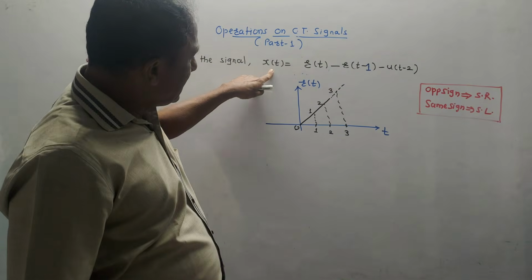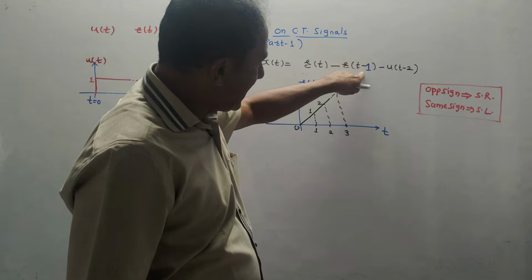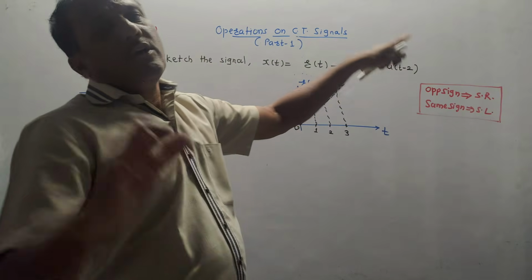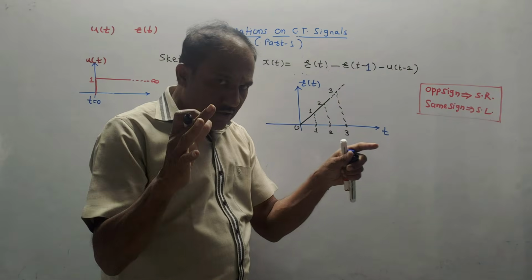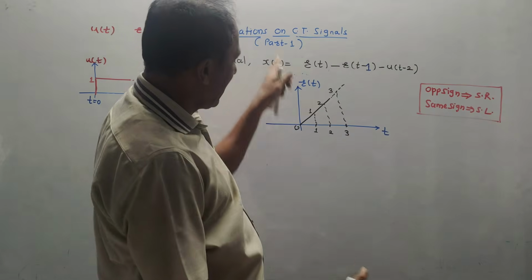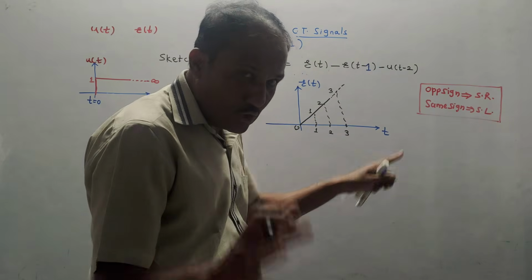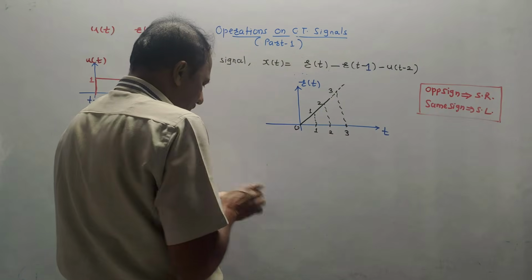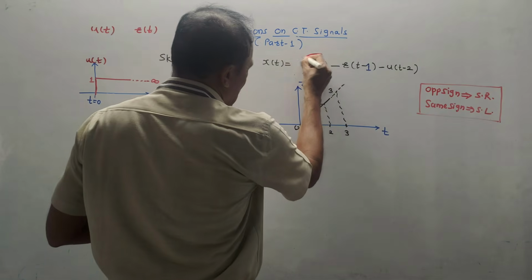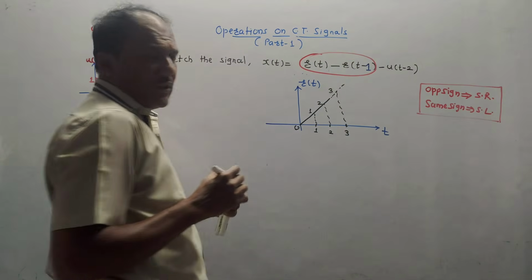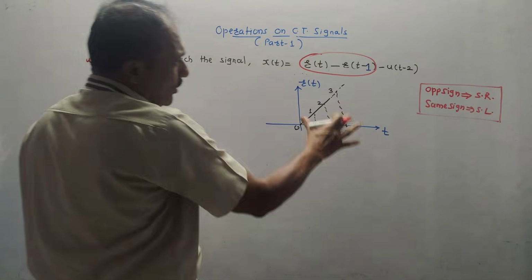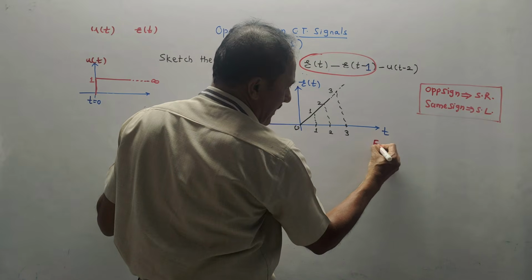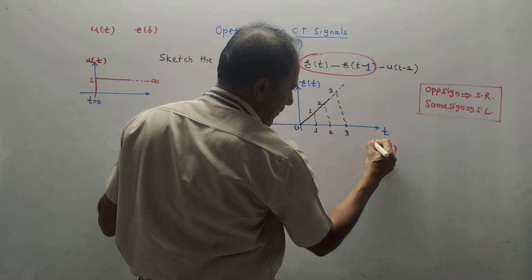It is asked to sketch this signal r of t minus 1 minus u of t minus 2. You should not draw a diagram at a stretch for entire signals. Be habitual of drawing the diagram stepwise. So first consider only these two signals. At a time you need to consider only two signals. I will give some reference number, some figure number for the reference. Say this is figure 1.